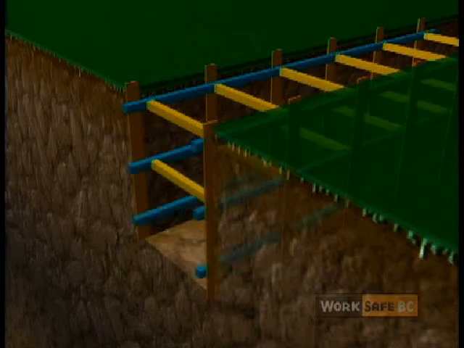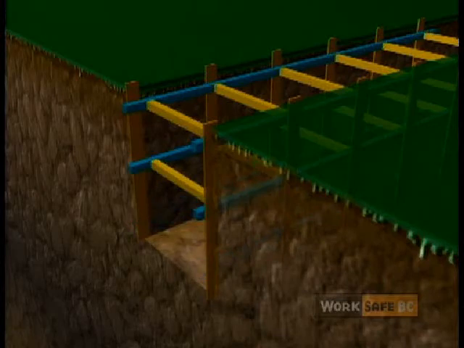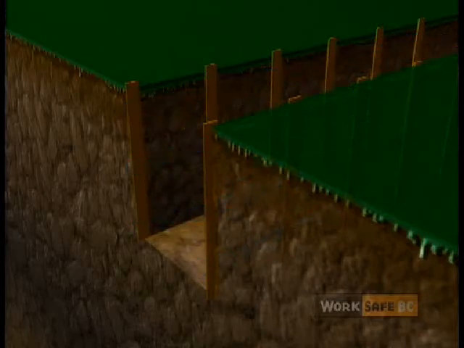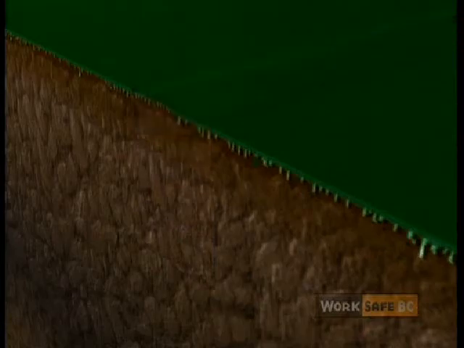The number of stringers and cross braces needed is dependent on the depth of the excavation. When the job is finished, the lowest cross braces and stringers are removed first, and then the uprights. In other words, in reverse order. Then the site is backfilled. But no workers are allowed in the trench to compact the backfill.